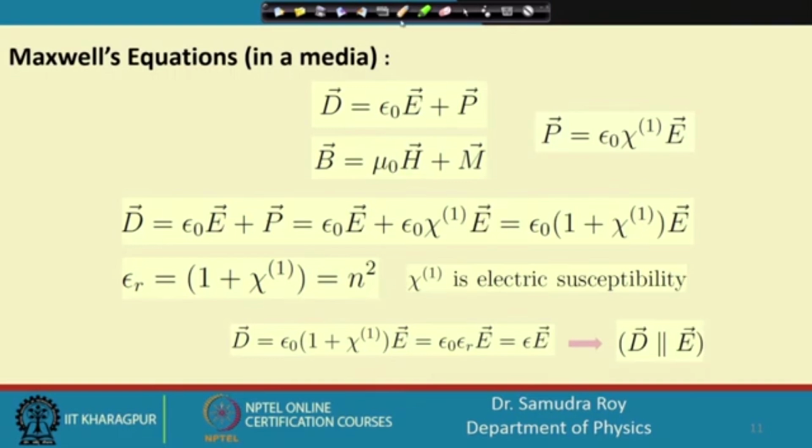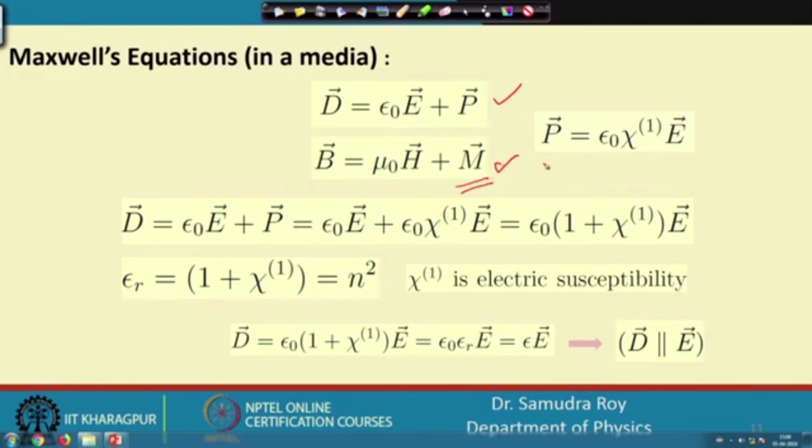As it is written, D is epsilon 0 E plus P, that is known. Also, B can be represented as mu 0 H plus M. This mu 0 H plus M is a term that comes because of the magnetization. Like the polarization term, in magnetic material we have something called magnetization. But throughout our treatment we will neglect this magnetization term, because we will mainly deal with materials that do not have any kind of magnetic property.